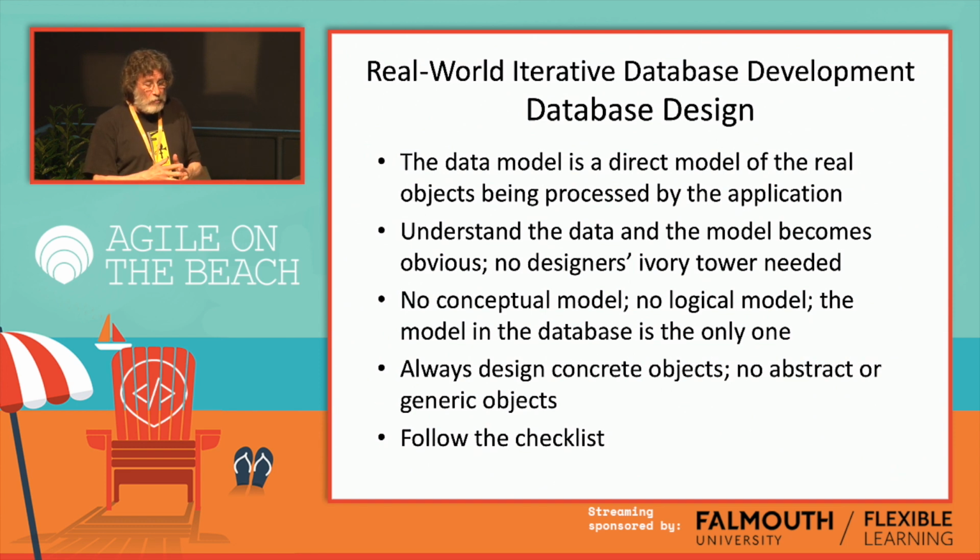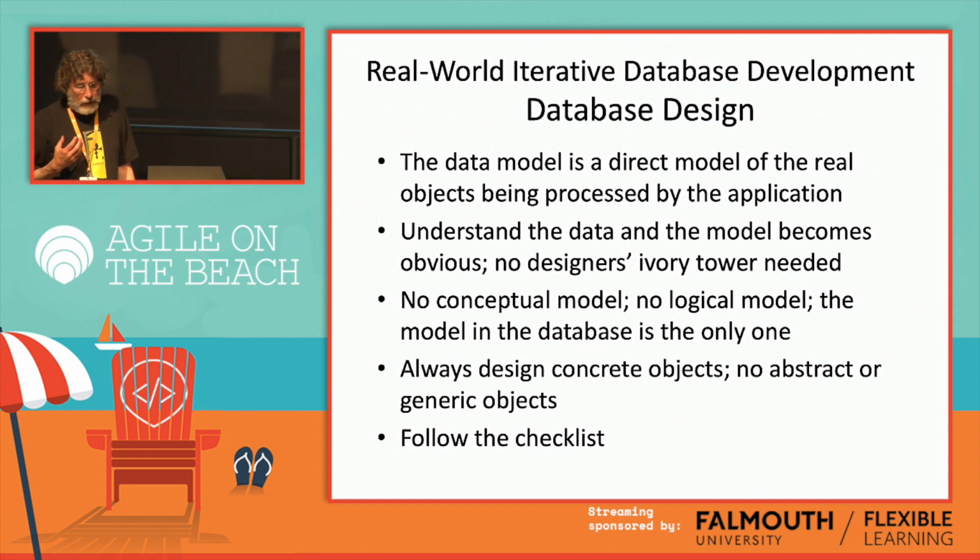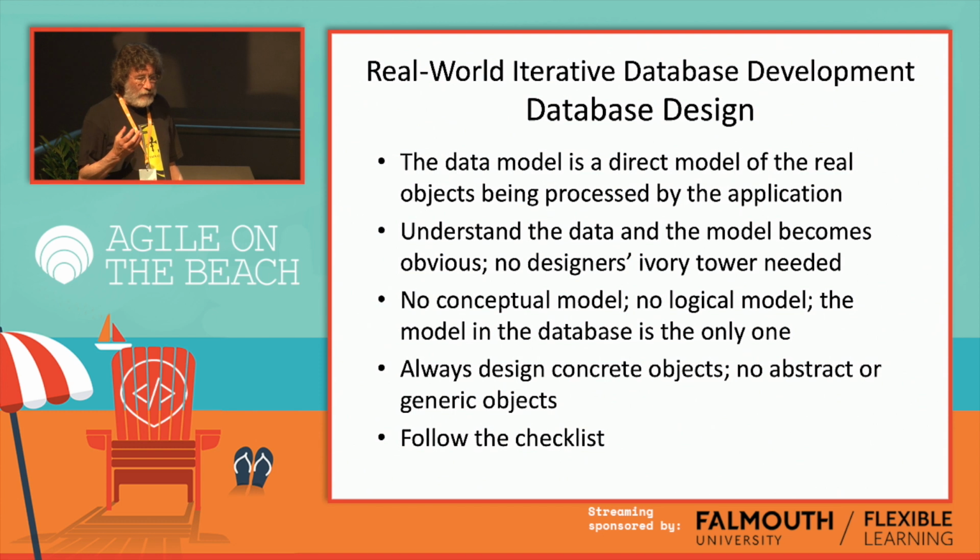And that is pretty straightforward, not if you're trying to get the whole environment set up with different people at once, but anyway. And the data model, the actual tables and the relationships between them, should be a direct model of the real objects being processed by the application, the real objects in the organization that you're building the database for. The users should be able to look at the table names and understand what it is that's in there. Very often what you see in traditionally designed databases is they just wouldn't have a clue.